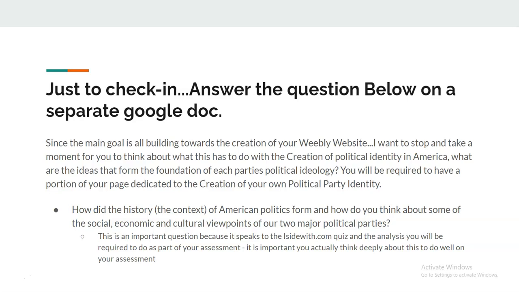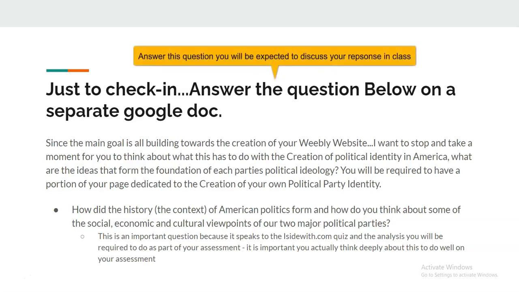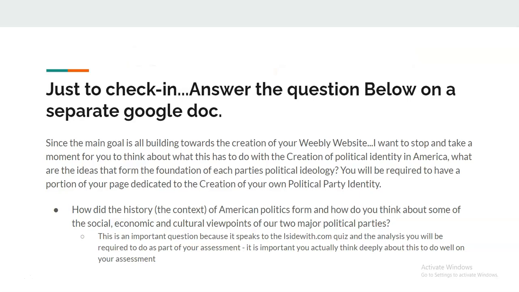And just answer this question on a separate document. Since the main goal is building towards the creation of your Weebly website, I want to stop and take a moment for you to think about what this has to do with the creation of political identity in America. What are the ideas that form the foundation of each party's political ideology? What will be required to have a portion of your page dedicated to the creation of your political party identity?